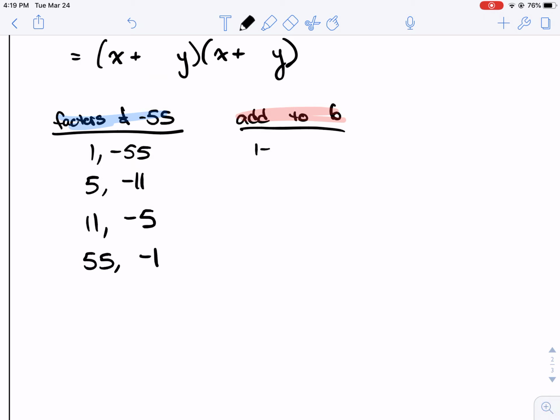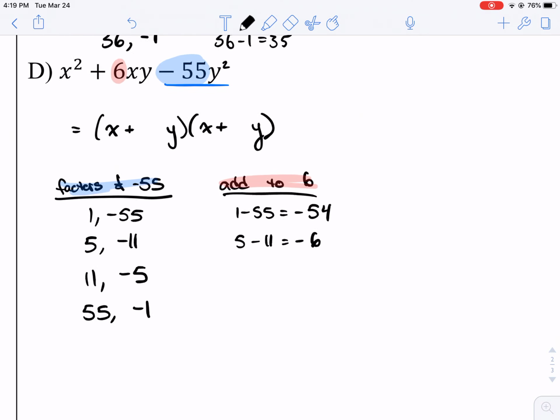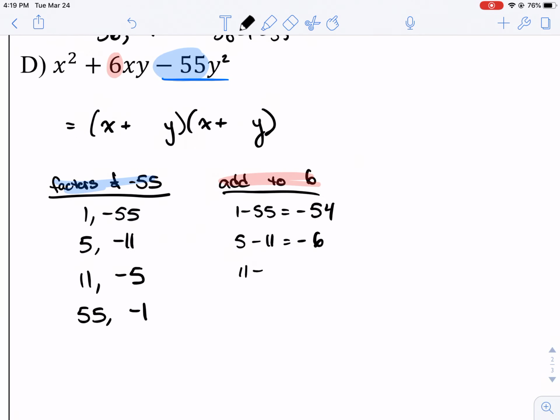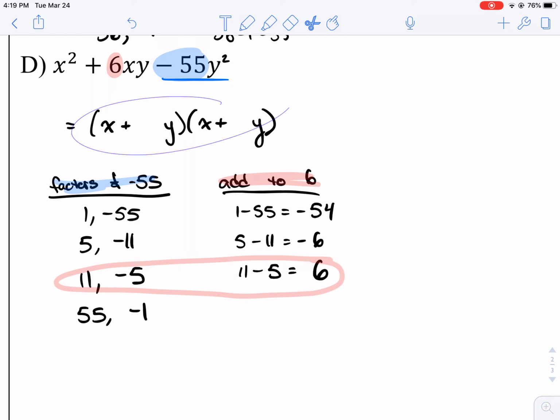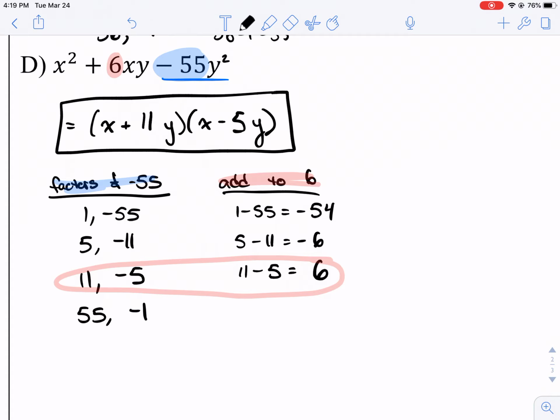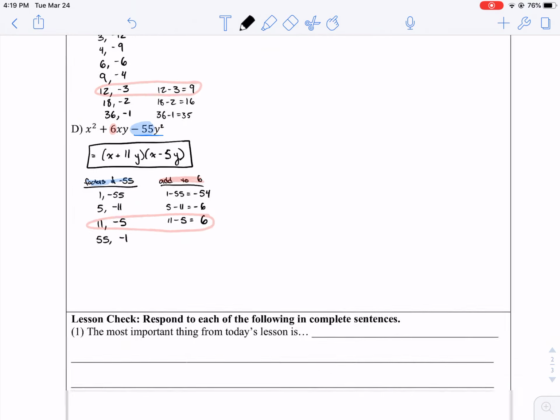Let's test them out. 1 minus 55 is negative 54. That's a little bit off. 5 minus 11 is negative 6. That's closer, but not quite. And finally, I gave it away. 11 minus 5 is 6. Oh, that's it, guys. That adds up to 6. Awesome. So we're going to take our 11 and our negative 5, plug them in here. x plus 11y, and then x plus negative 5y. I'm going to do x minus 5y. Multiply it out. I think you'll find that that is correct.